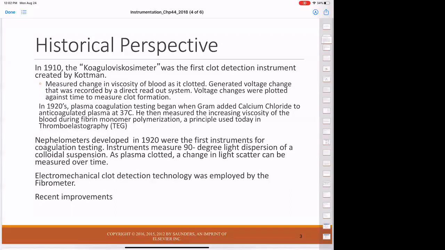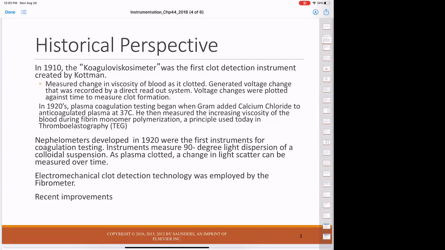the process of testing in coag dates back all the way to the beginning of the 1900s. In 1910, the coaguloscopimeter was the first clot detection instrument, created by a man by the last name of Cotman. This meter measured a change in viscosity of blood as it clotted. It generated a voltage change that was recorded by a direct readout system. The voltage changes were then plotted against the time to measure the clot formation.